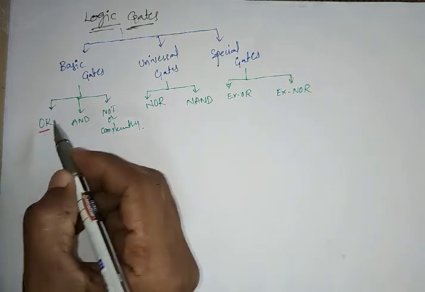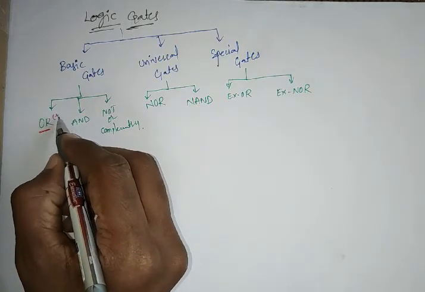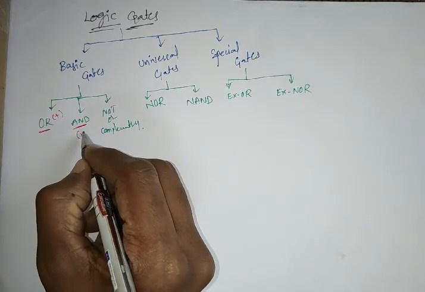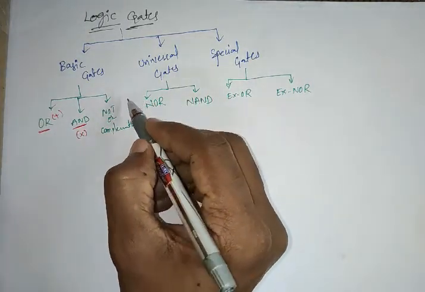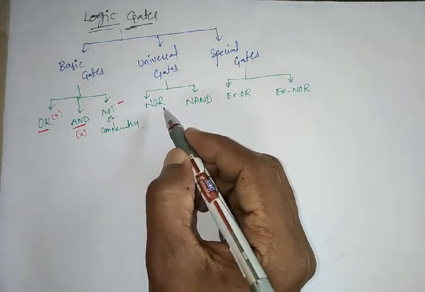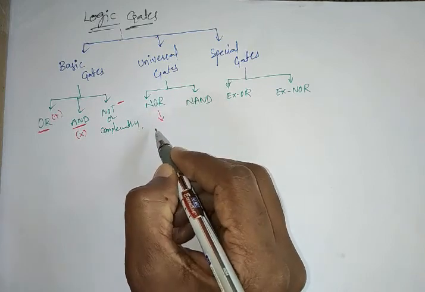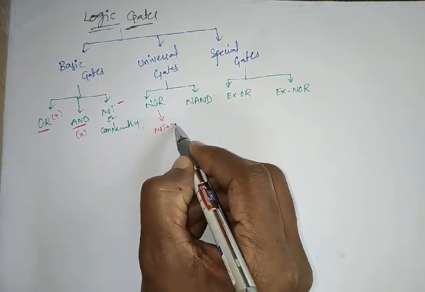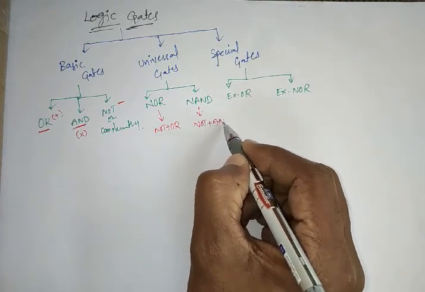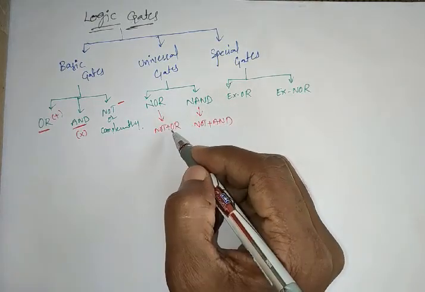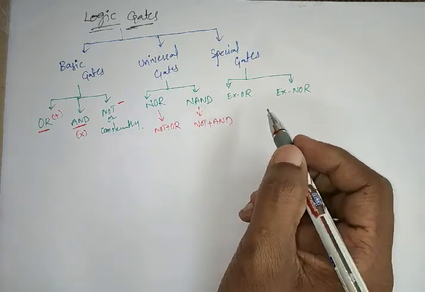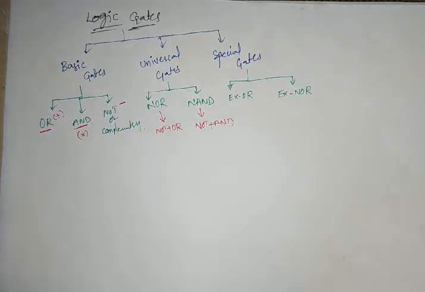OR logic is the mathematical representation of addition logic. AND logic is the mathematical representation of product logic. NOT logic is complementary logic. Here we can see NOR is nothing but NOT plus OR, and NAND is nothing but NOT plus AND. Now we'll see what is the OR logic, what is the AND logic.